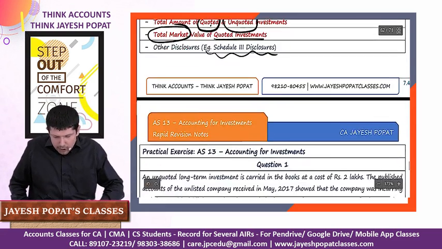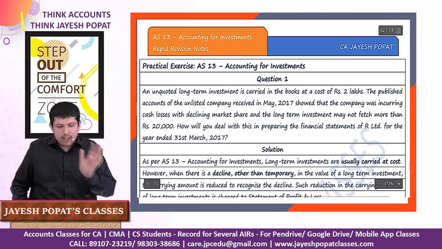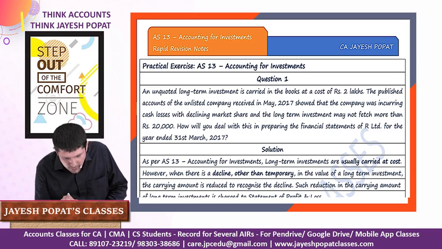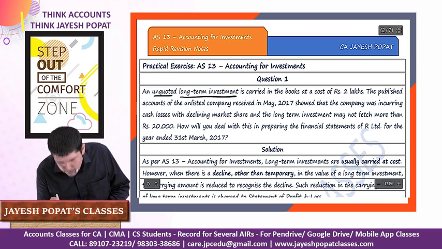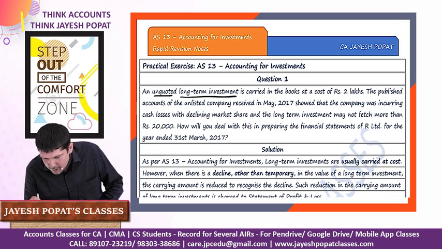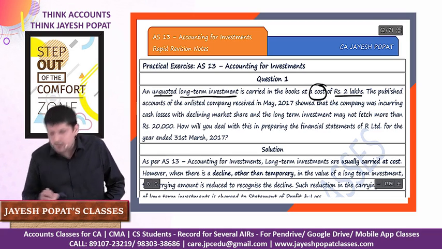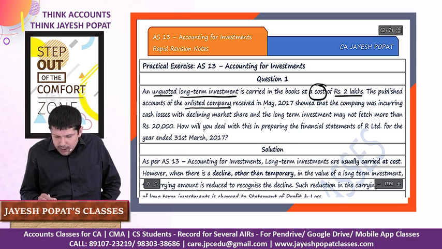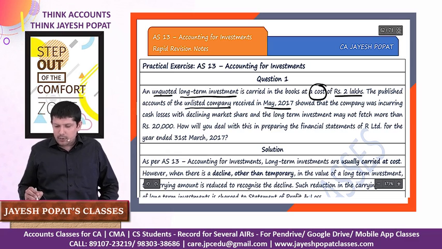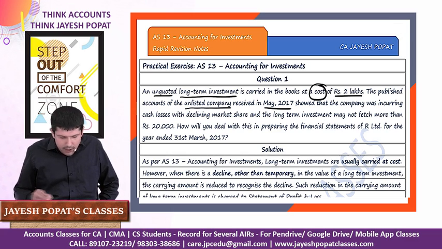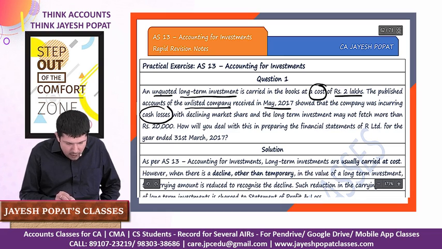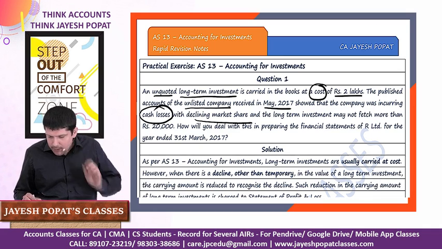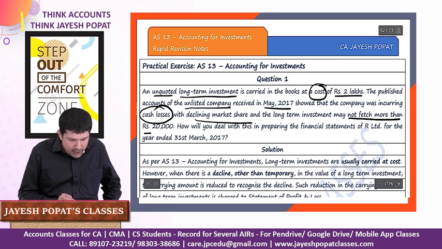So now we are done with the concept portion of the standard. We'll start with the practical exercise. Let's come to question number 1. It says an unquoted long-term investment is carried in the books at cost of rupees 2 lakh. The published accounts of the unlisted company, which are received by us in May 2017, showed that the company was incurring cash losses with decline in market share, and the long-term investment may not fetch more than 20,000.